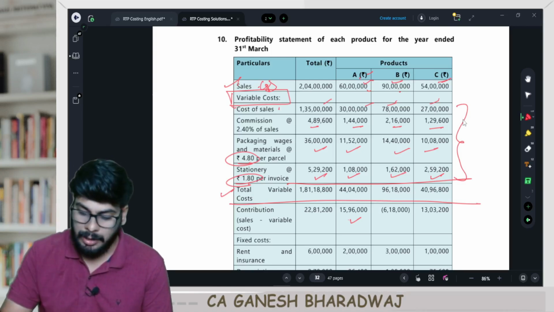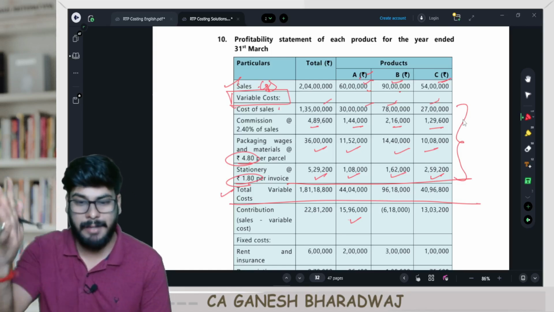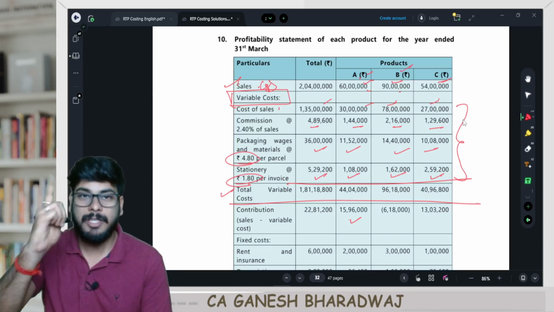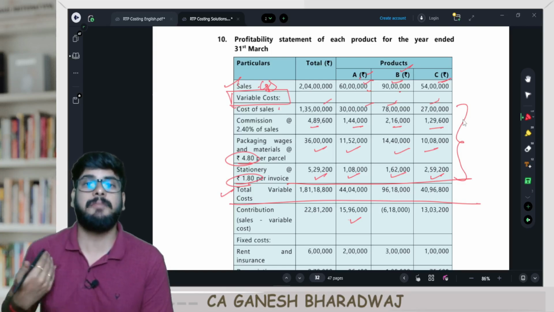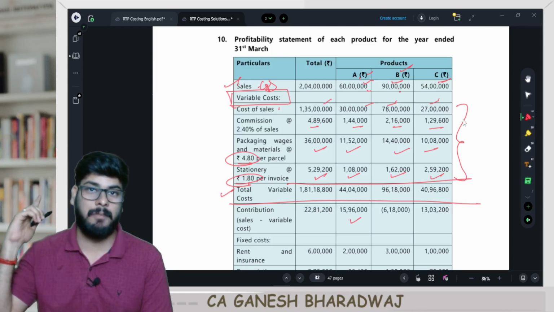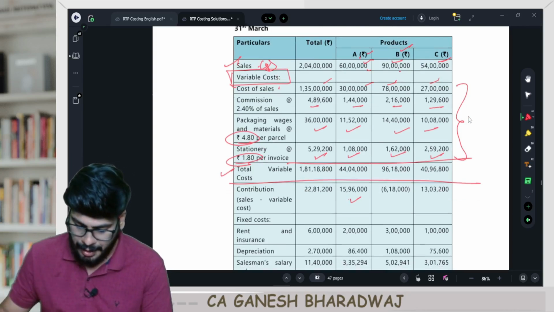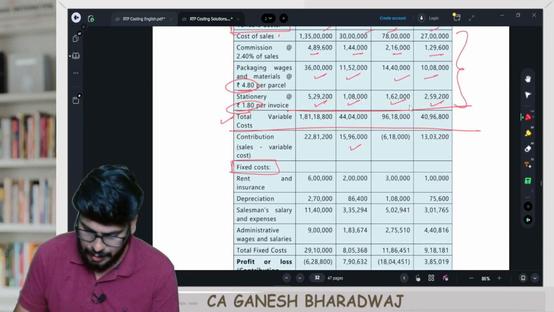Ideally speaking, the problem is not with product C. Now itself we can arrive at the conclusion. Problem is with product B. Product B, its own variable cost itself, the selling price is not able to recover. There is some serious problem here in this particular product B. Right? Next, all the fixed costs, we can do it.